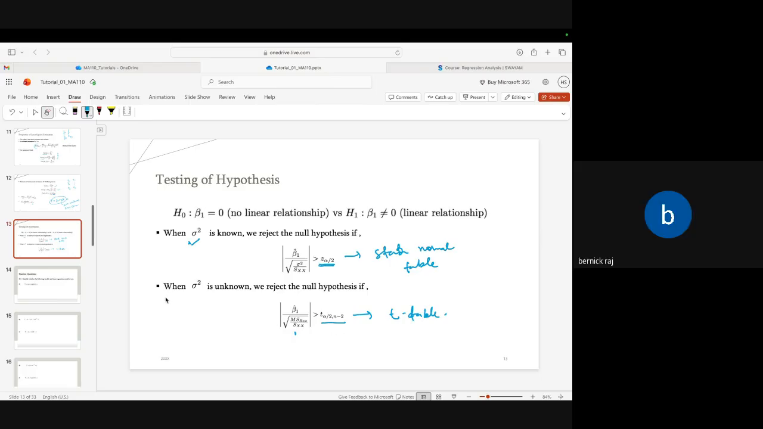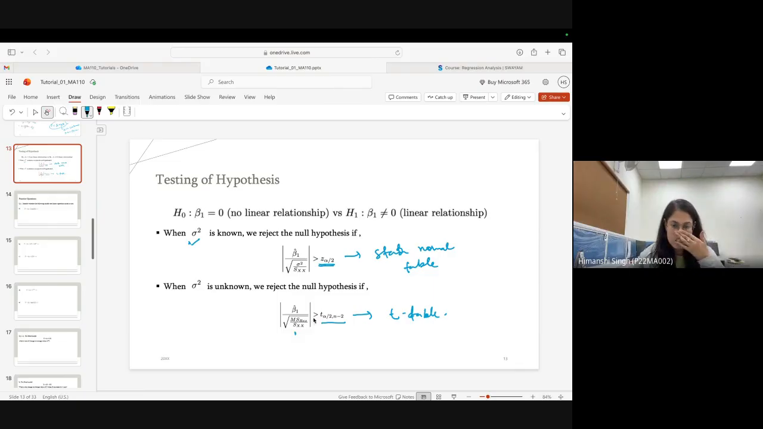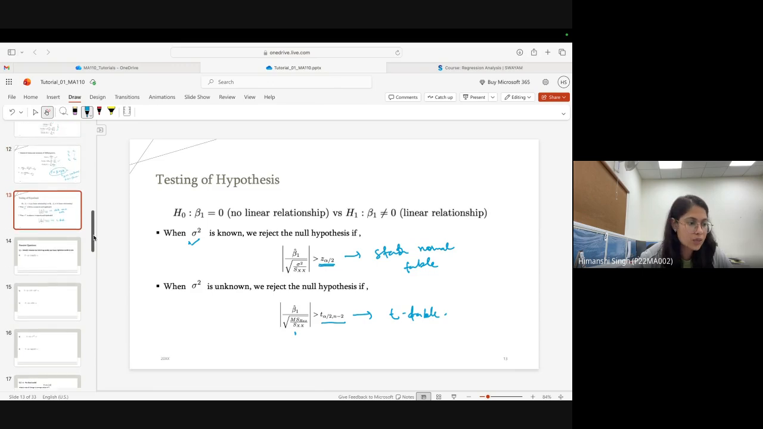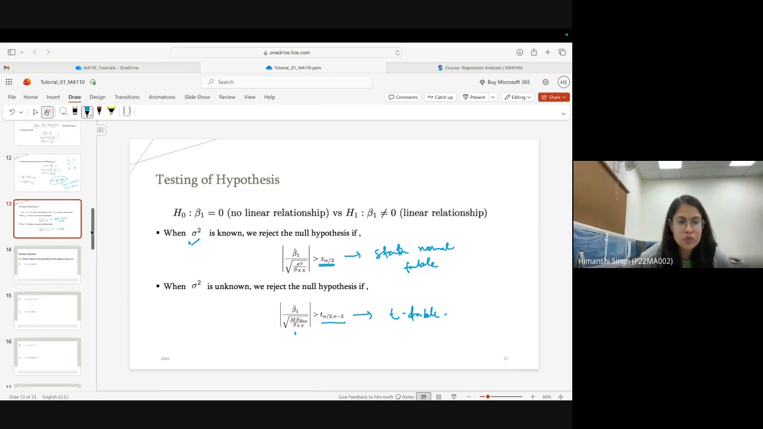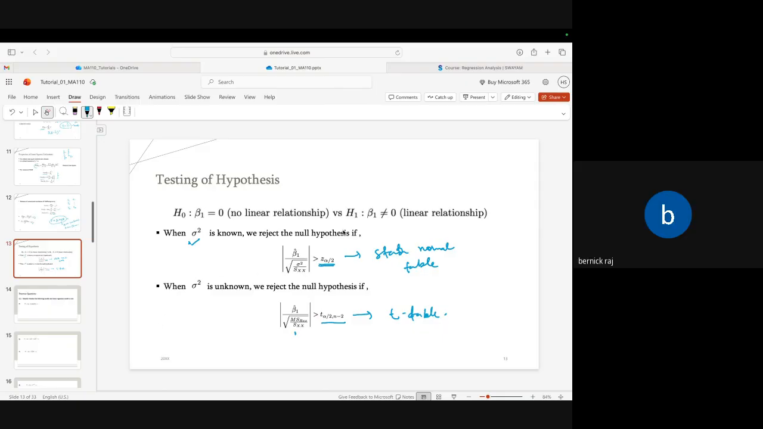Yes, madam, we know that. How to find normal table and T table? I will be discussing this in the example when we discuss that, and you can see. So we will be starting the questions then. If there is any doubt, then you may ask. Otherwise, we will be starting the practice questions.